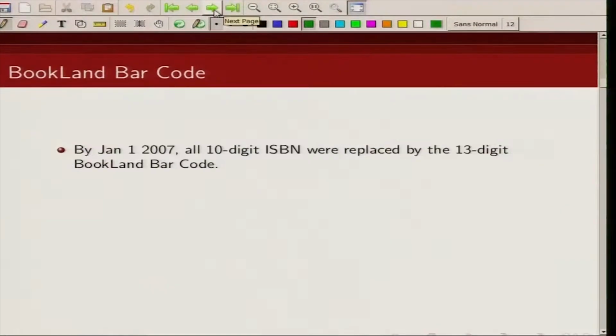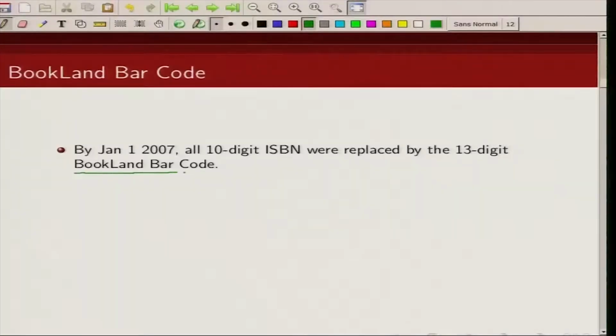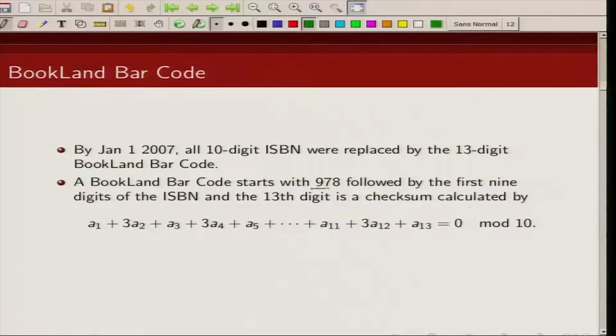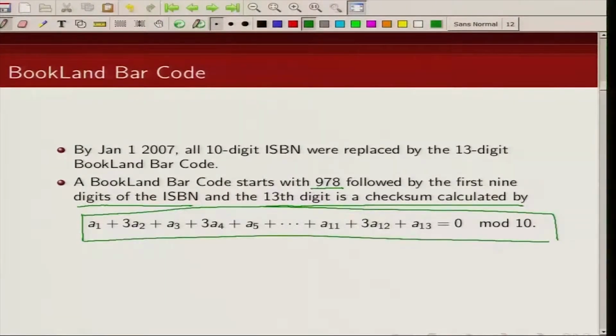Okay. Now by 2007 all these ISBN numbers were replaced by this 13-digit Bookland barcode number. And what are these Bookland barcode numbers? A Bookland barcode number starts with 978 and then is followed by 9 digits of the ISBN number, and the 13th digit is a checksum which is calculated in this particular way. This is how we are computing the 13th digit, which is the checksum digit.